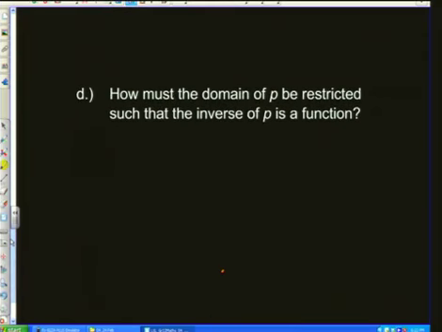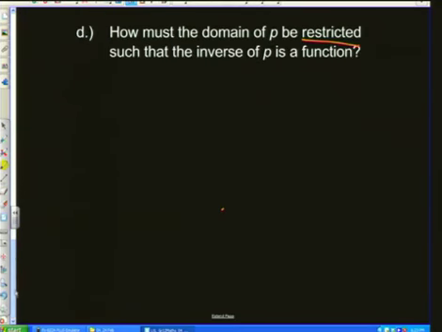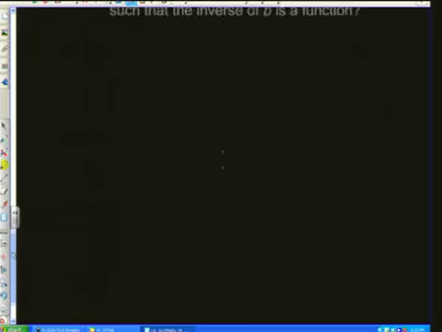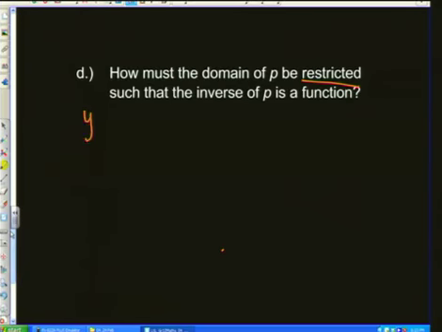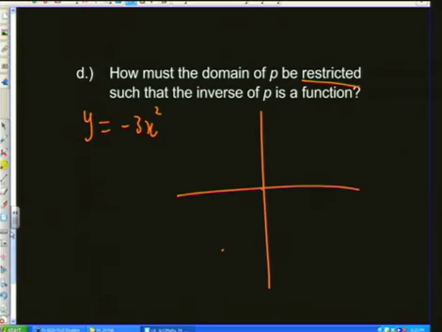Now the next question says, how must the domain of P be restricted such that the inverse of P is a function? Let me just draw it here. I've got y equals negative 3x squared. We had the graph there. This is y equals minus 3x squared, this is y and that is x.